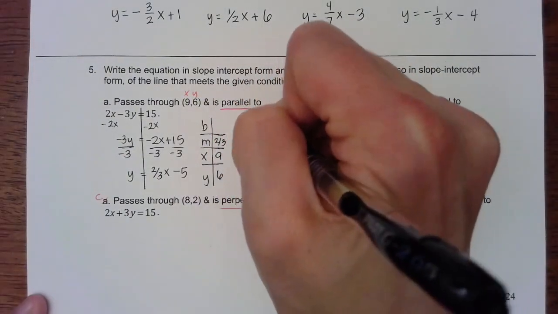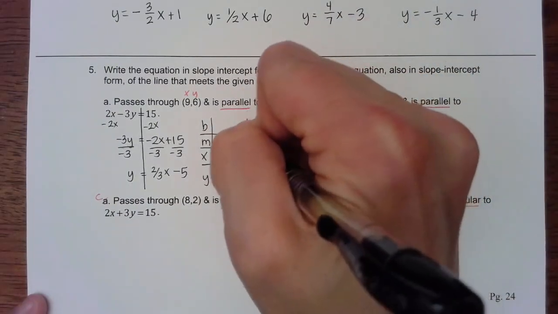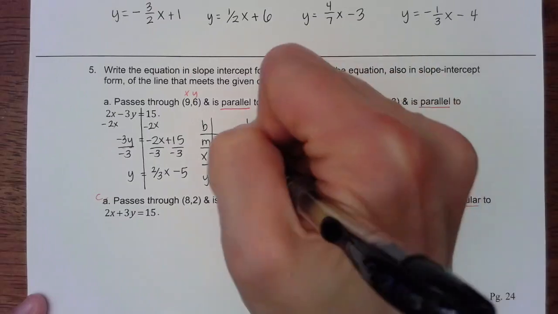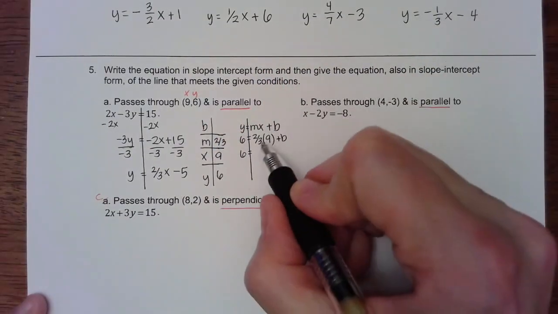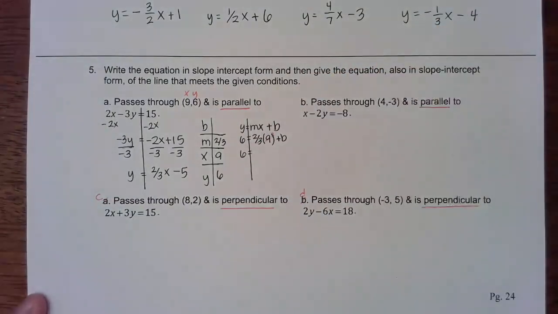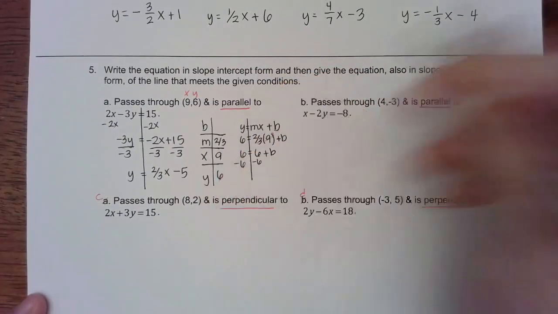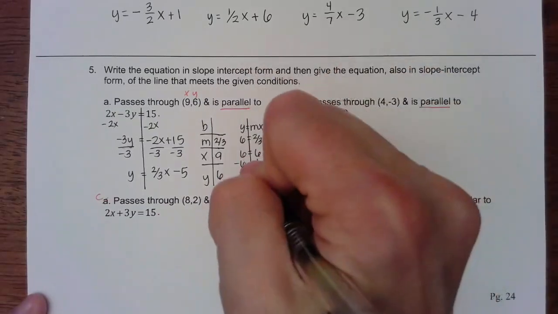Y equals mx plus b. So 2/3 times 9 plus b. Remember that on the test you can use your calculator to do this. 3 goes into 9 3 times, and then 2 times 3 is 6. And so on this one, when I minus the 6 from both sides, I'm going to get b is equal to 0.